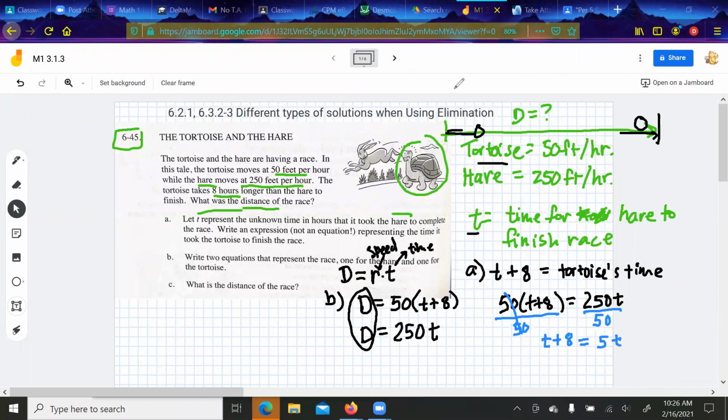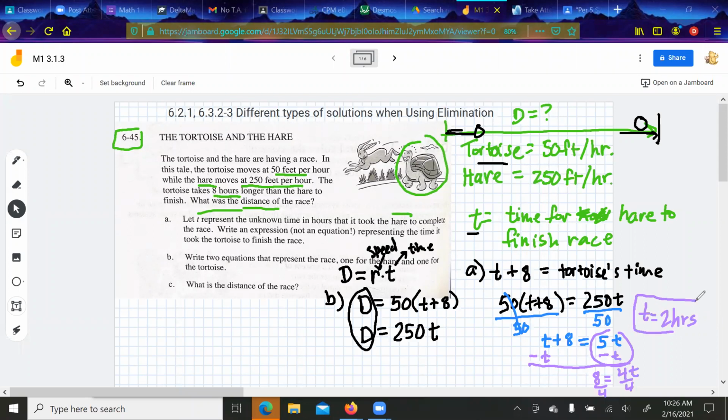And then I'm going to go ahead and minus T, because I want to bring the T's to the same side. There's 2 T's, so we have to bring them to the same side. And I get 8 equals 4T, 5T minus 1T is 4T. And then divide by 4 on both sides. So T equals 2 hours.